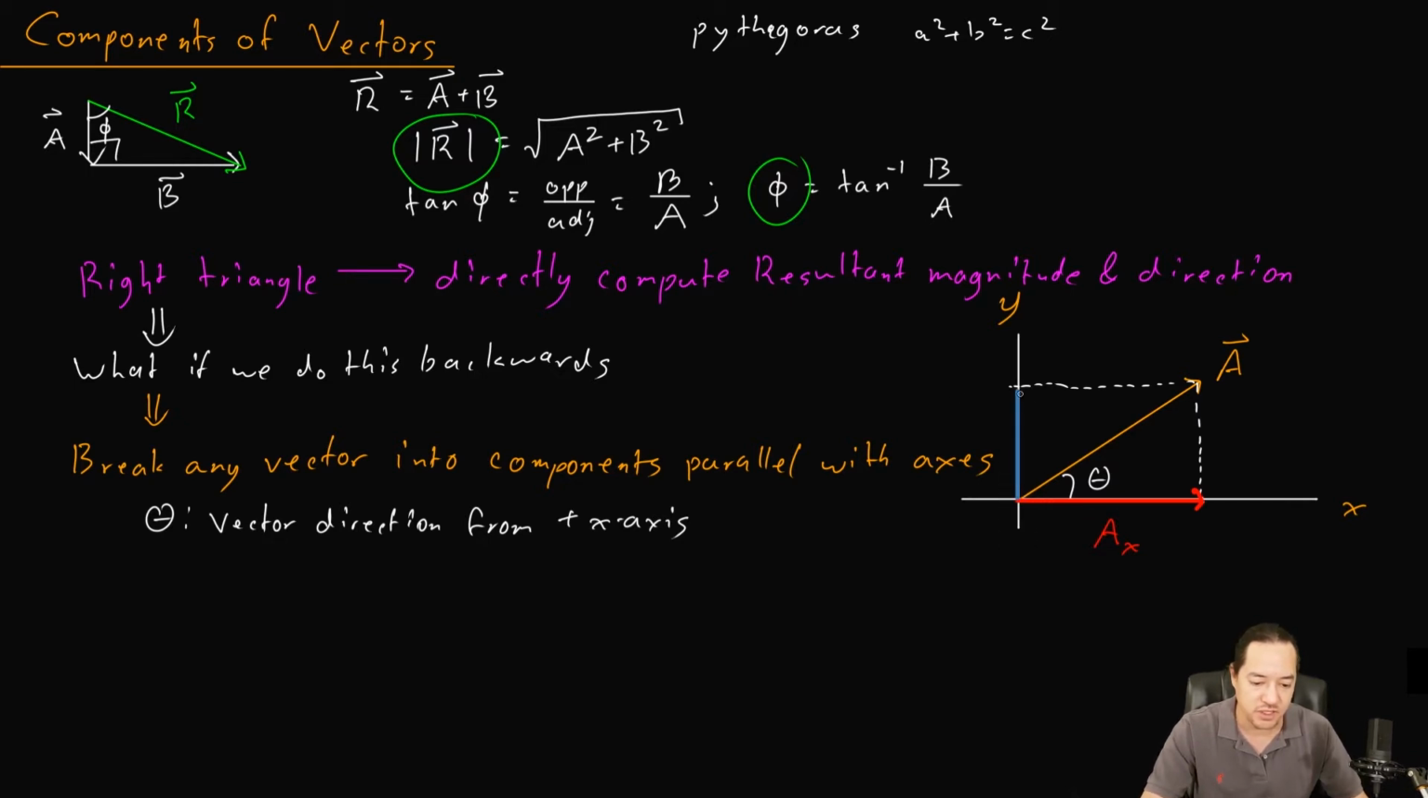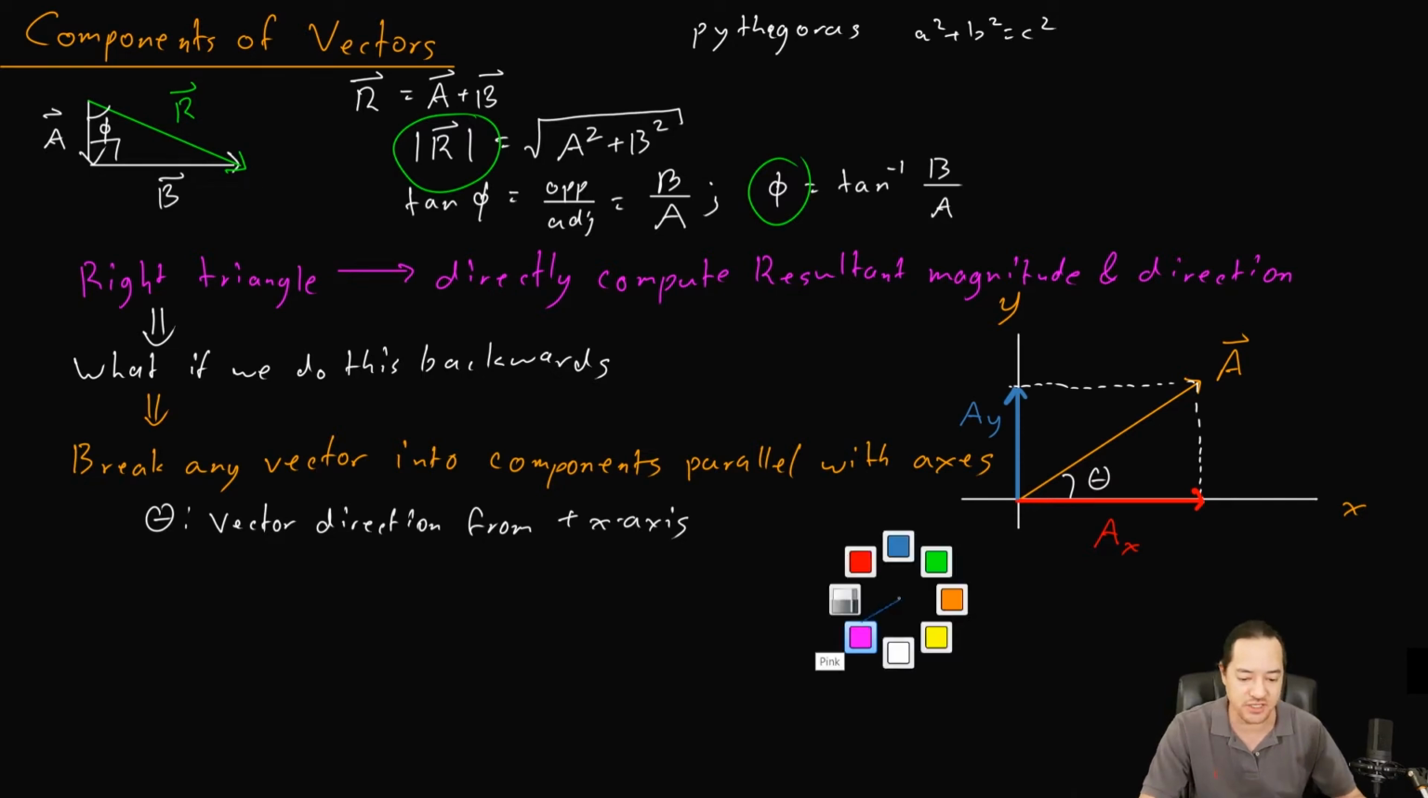And here we will have what we'll call A sub y, so the y component of this vector A. This is going to be very, very useful. Now, how can we actually figure out what A sub x and A sub y are?